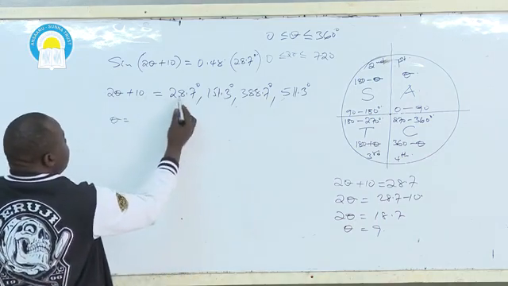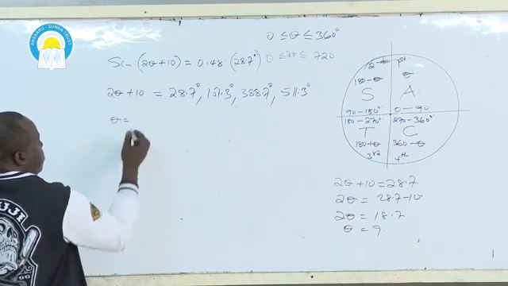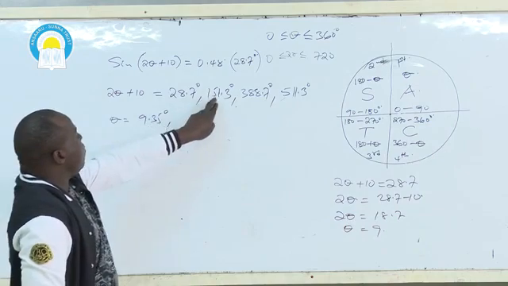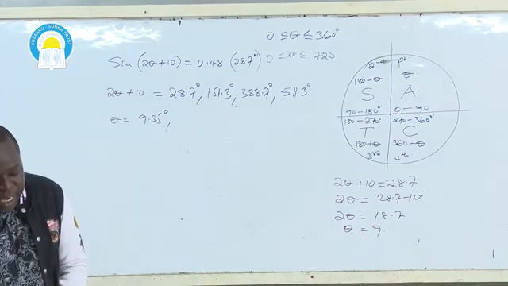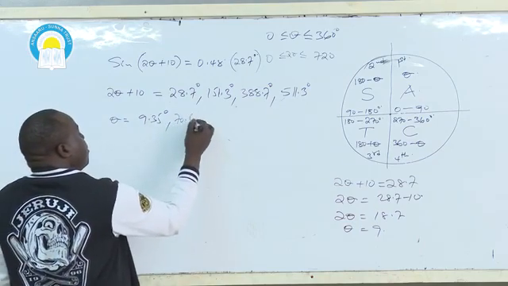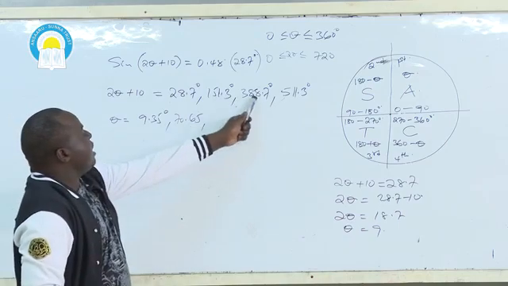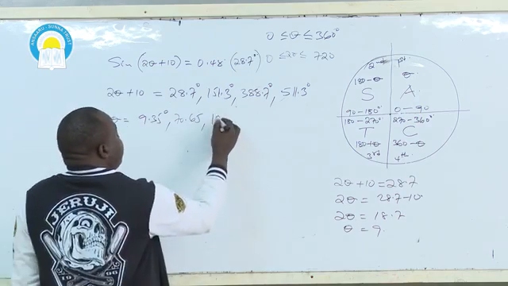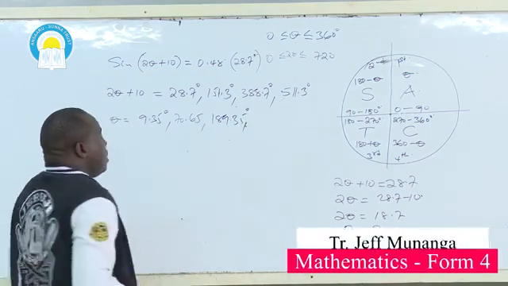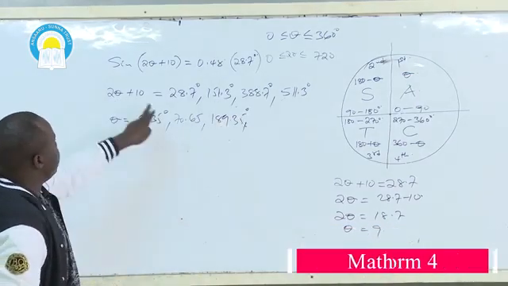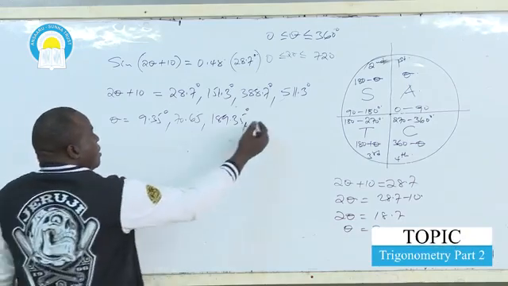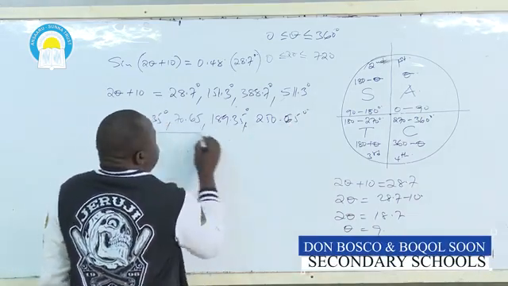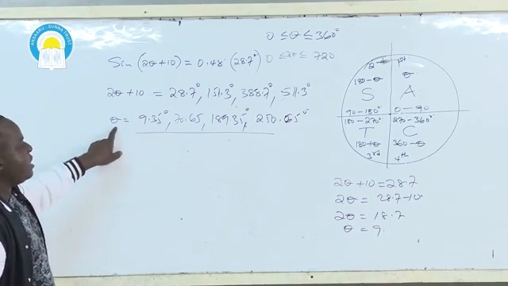So I will do that to all these values. On every value, I'll say 28.7 minus 10, whichever answer I get, divided by 2, should be 9.35. The next one should be 151.3 minus 10 divided by 2. The answer should be 70.65. Next one will be 388.7 minus 10, divided by 2, and the answer should be 189.35. And the last one will be 511.3 minus 10, then divided by 2. The answer is 250.65 degrees.